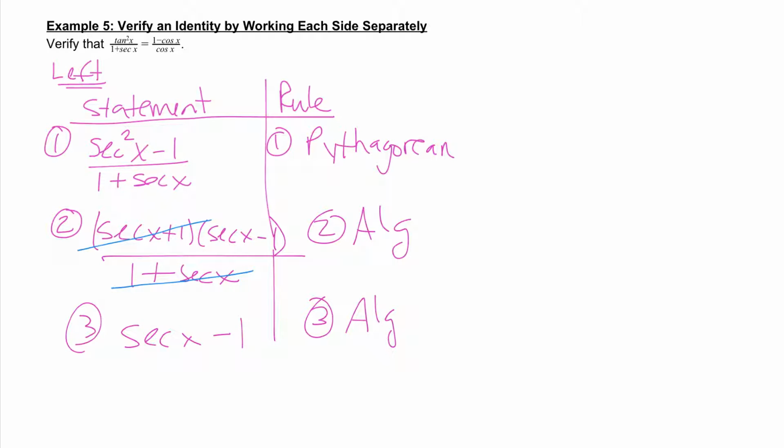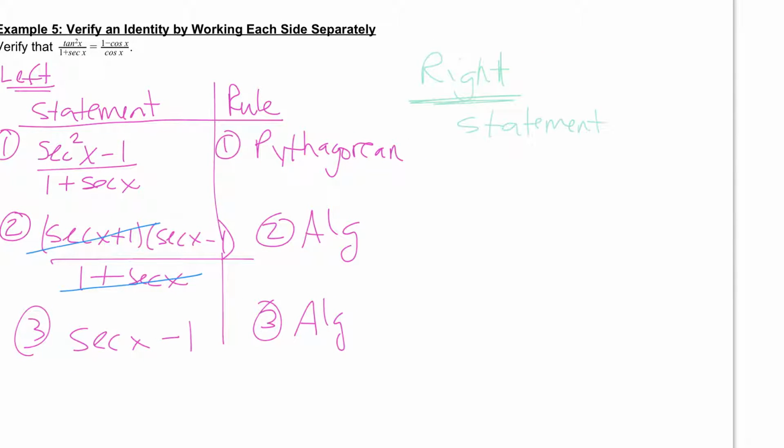I could continue on and see if I can keep going with that left-hand side, or I can take a pause and look at secant x minus 1 and see if I can get something similar on the right-hand side. So I'm going to move over to the right. And remember, there's lots of different ways to do verifications, so just because this is the way I'm doing it doesn't mean it's the way you have to do it. But if I look at the right, move this over just a little bit.